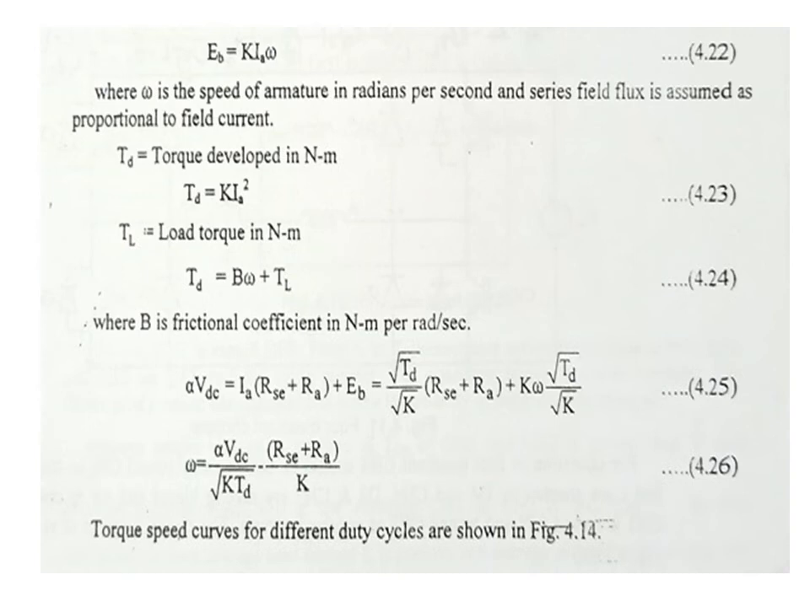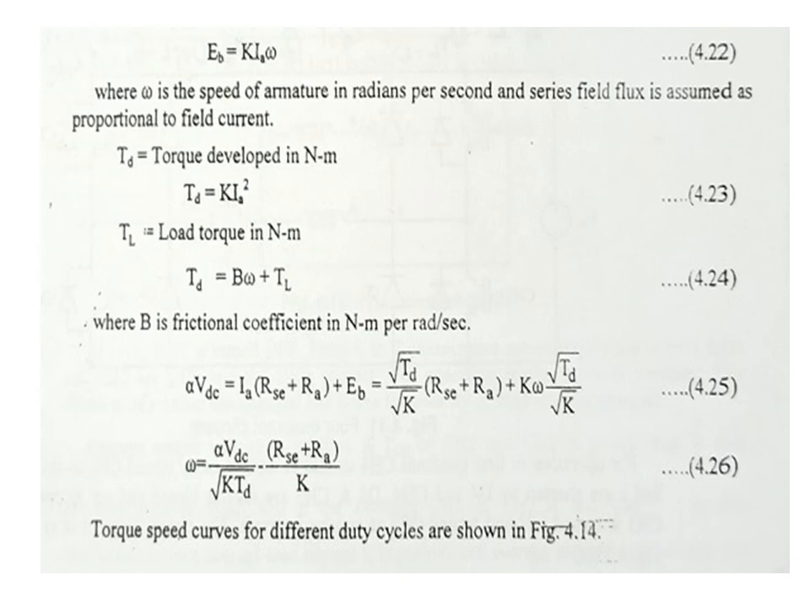Again, in place of Eb, what is the Eb? K into omega into Ia. So K into omega I will keep like this, and in place of Ia I can write root Td by root K. Now if we take omega as common and take it to the other side, finally I will get omega equal to alpha VDC by root (K Td) minus (RAC plus Ra) by K.